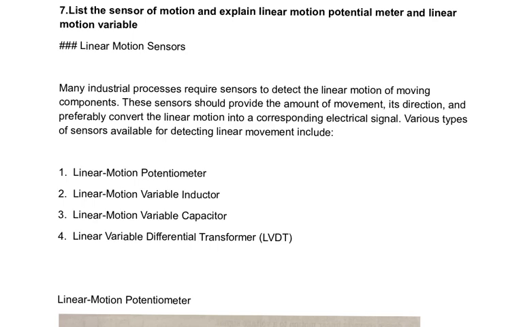So first you need to know what you mean by sensor, and then we will look into the different types of sensors. You have a light sensor, temperature sensor, and many different kinds of sensors. Many industrial processes require a sensor to detect the linear motion of a moving component. The various types of sensors for detecting linear motion include the linear motion potentiometer, linear motion variable inductor, linear motion variable capacitor, and linear variable differential transformer.